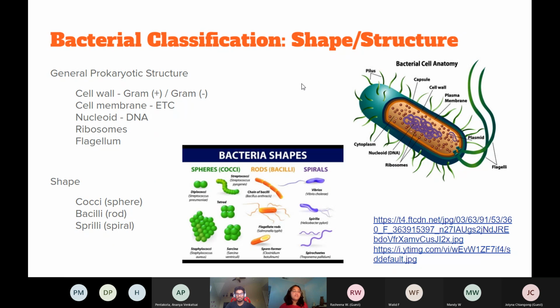And now going into bacteria. Bacteria is a prokaryote, and prokaryotes mainly have these five things. If you look at the picture of bacteria, you can see that bacteria has a lot of other features, but I wanted to go over mainly the general prokaryotic structure that is general to prokaryotes and also bacteria. So we have the cell wall.